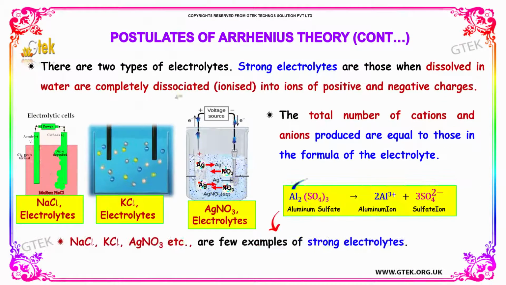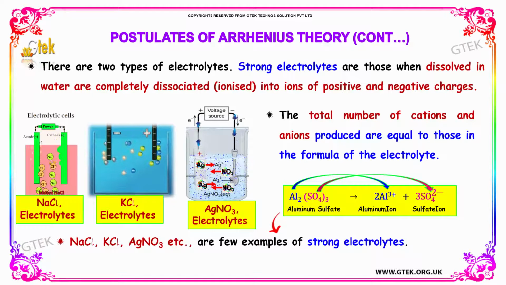There are two types of electrolytes. Strong electrolytes are those that, when dissolved in water, are completely dissociated into ions of positive and negative charge. Then the total number of cations and anions produced are equal to those in the formula of the electrolyte. So we got aluminium sulfate, we got aluminium ion and sulfate ion. Here are typical examples of strong electrolytes: sodium chloride, potassium chloride and silver nitrate. These are a few examples of strong electrolytes.